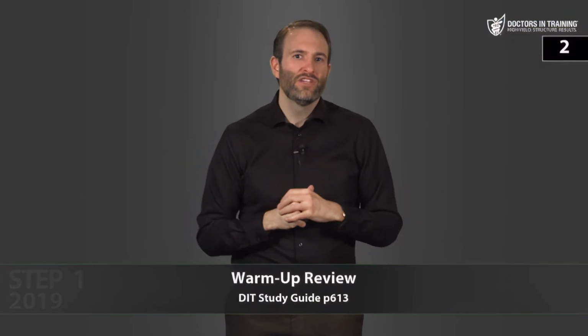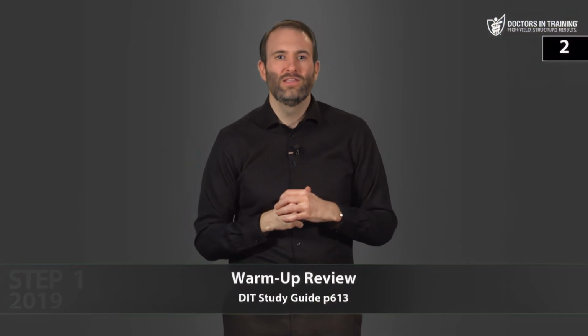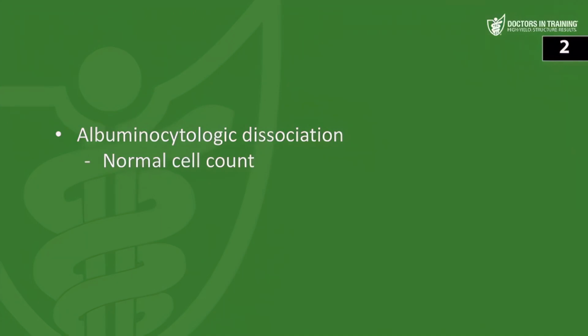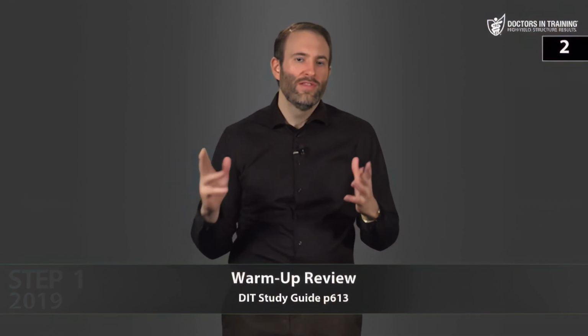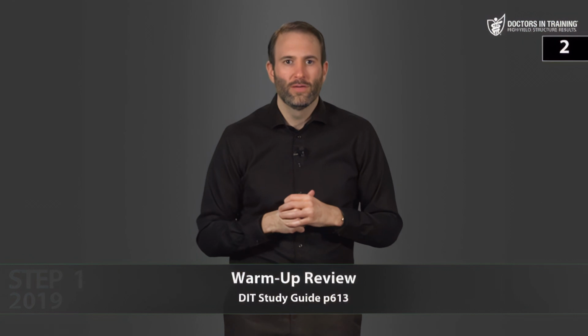Next, what CSF changes are seen in Guillain-Barré syndrome? So there will be normal cell count with an increase in protein in the CSF. So this actually has a name. It's called the albuminocytologic dissociation. So you might need to look for that terminology used to describe the CSF findings in Guillain-Barré.